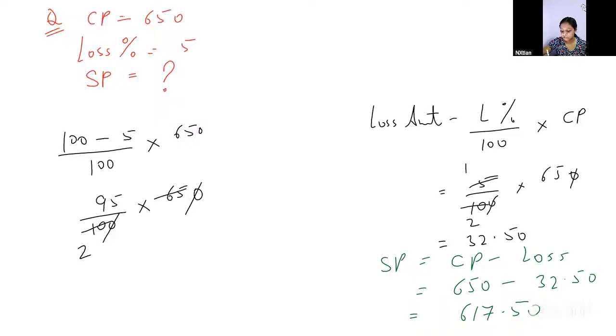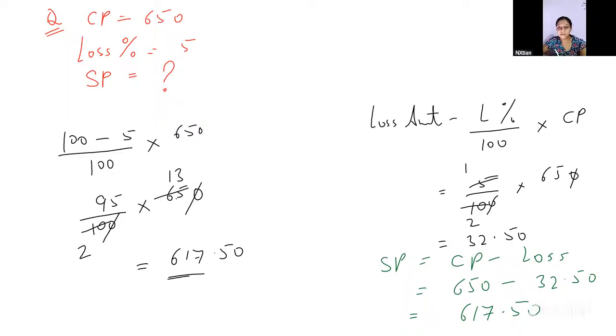5 2s are 5 1s are 5 3s. Okay, then you will multiply this. Okay, 95 and 13 and divided by 2, you will get 617.50. Okay, 617.50 in this case also.